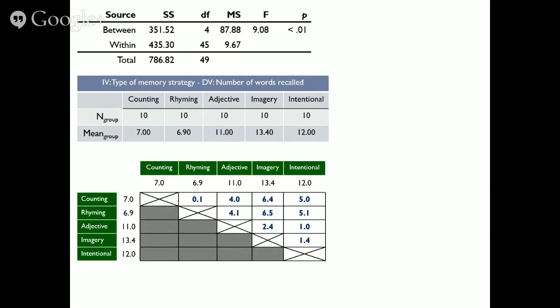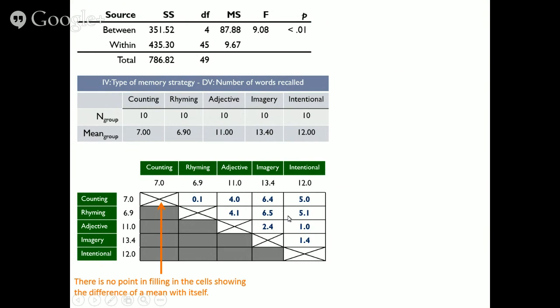So if we look at all these means, 7, 6.9, 11, 13.4, and 12, and we list them against each other in a matrix and only take half of the triangle of that matrix, then we can see how many comparisons there are and we can look at the differences between those means. So the difference between 6.9 and 7.0 is an absolute difference of 0.1. 11 and 7 is 4. 12 and 13.4 is 1.4, etc. Absolute values, positive values only.